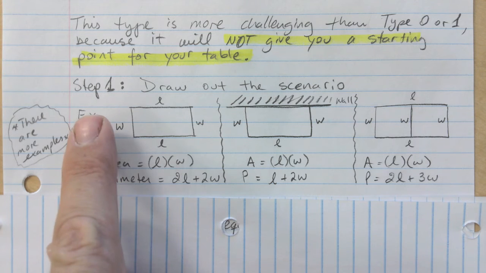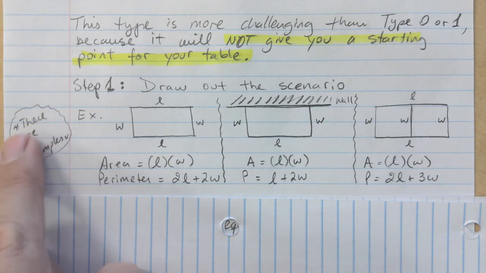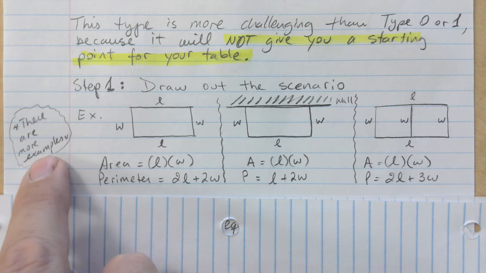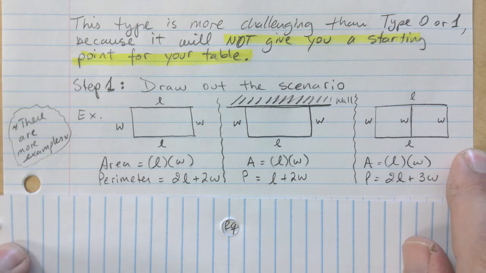So the first step, and I will show you, is based on the wording. You have to read carefully. And I do make a disclaimer on the side: there are more examples, okay? These are just a few that you will encounter right off the bat, okay?